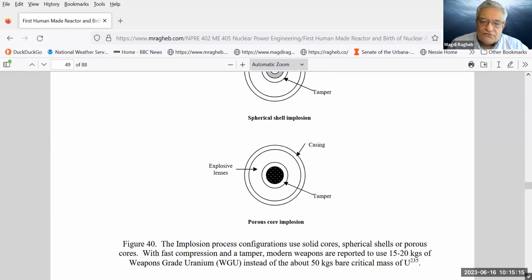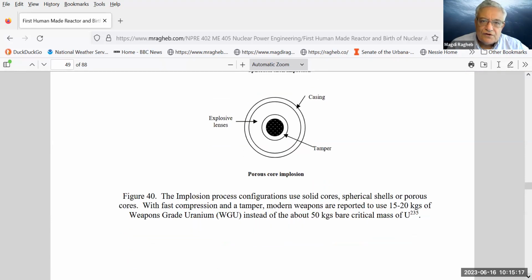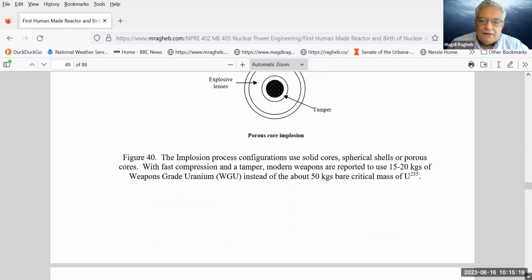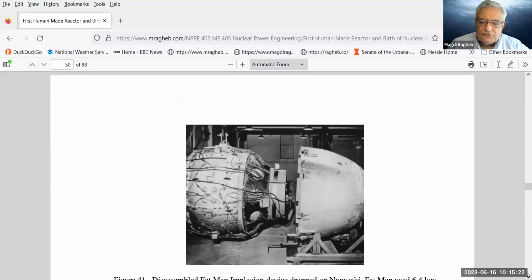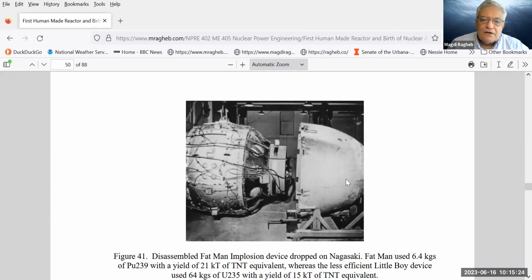That one, of course, was tested in the Trinity test that we covered last time. But in fact, there was enough of it available. And after the Trinity test, it was used on the city of Nagasaki in Japan. And that practically ended the Second World War.